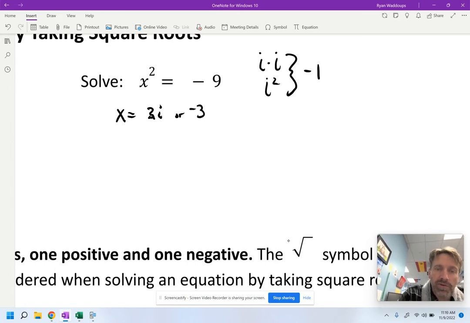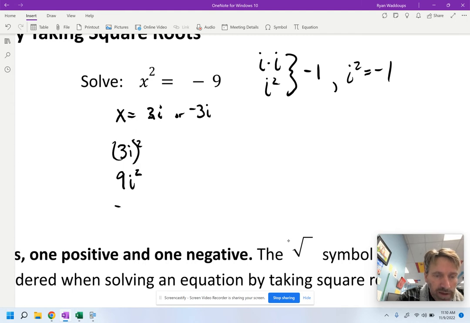or -3i, because 3i squared is the same as 9i squared, and another thing that we need to note here is that i squared then equals -1. And so when I substitute in -1 for i squared, I get -9.